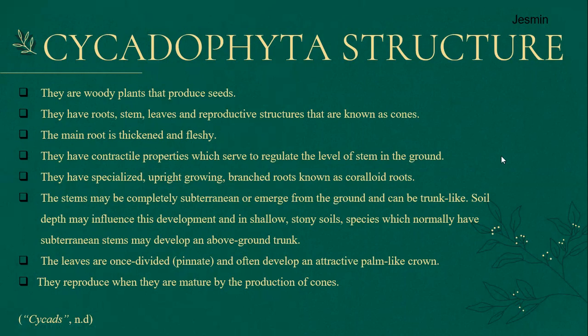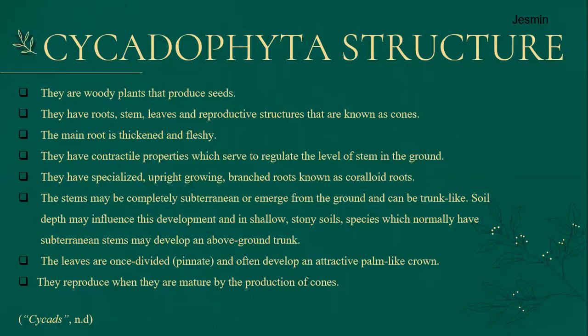They have specialized upward-growing branched roots known as coralloid roots. These roots contain symbiotic blue-green algae which can fix nitrogen from the atmosphere. The stems may be completely subterranean or emerge from the ground and can be trunk-like.